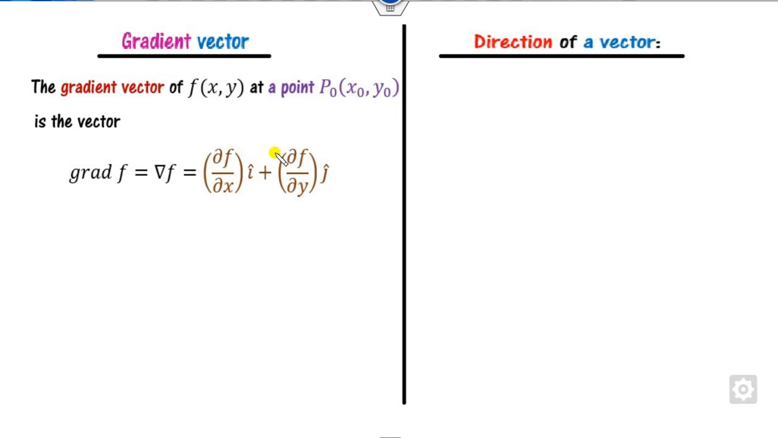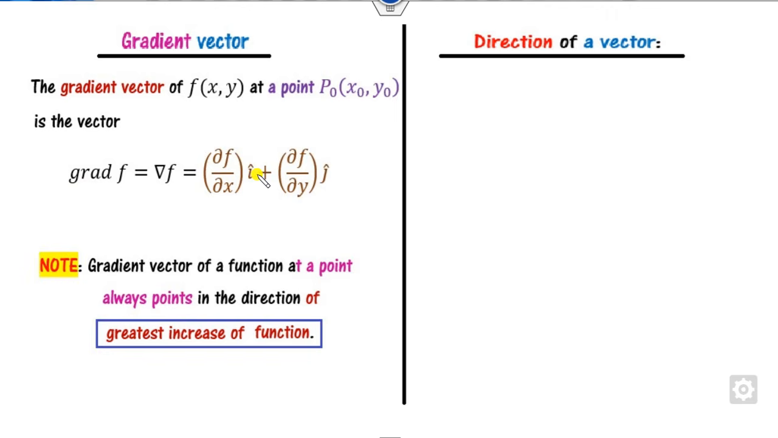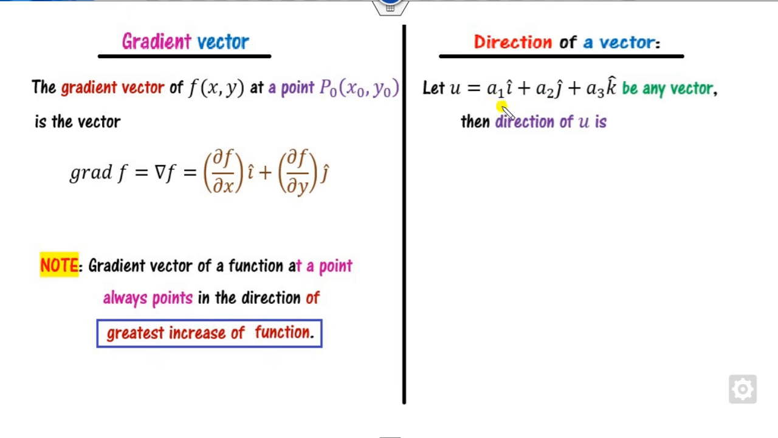How can you define the directional derivative? There are two things which we need. The first one is the gradient vector, the second is the direction vector. What is a gradient vector? The gradient vector of a function f is denoted by del f or grad f, which is defined like here. The meaning of the gradient is that it always points in the direction of the greatest increase of the function. And how can you find the direction? If u is any direction in R cube, then the direction is nothing but u over mod of u.